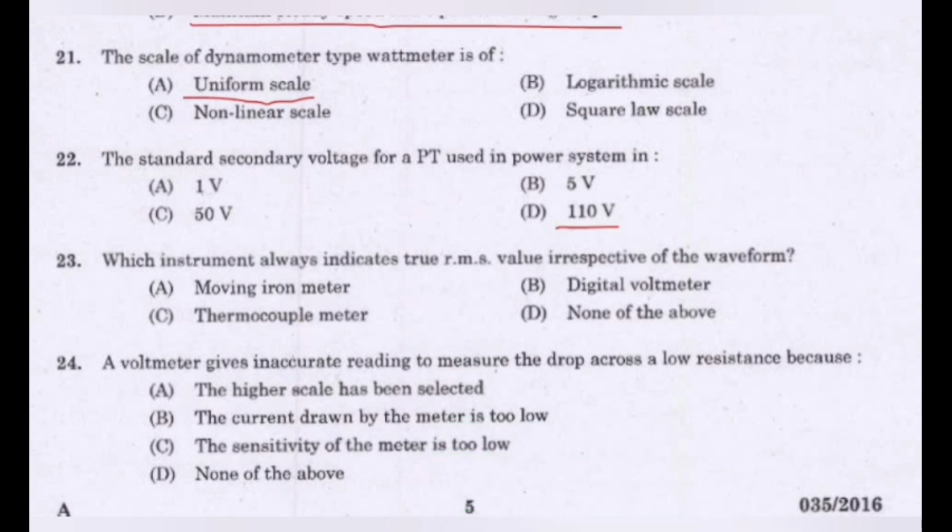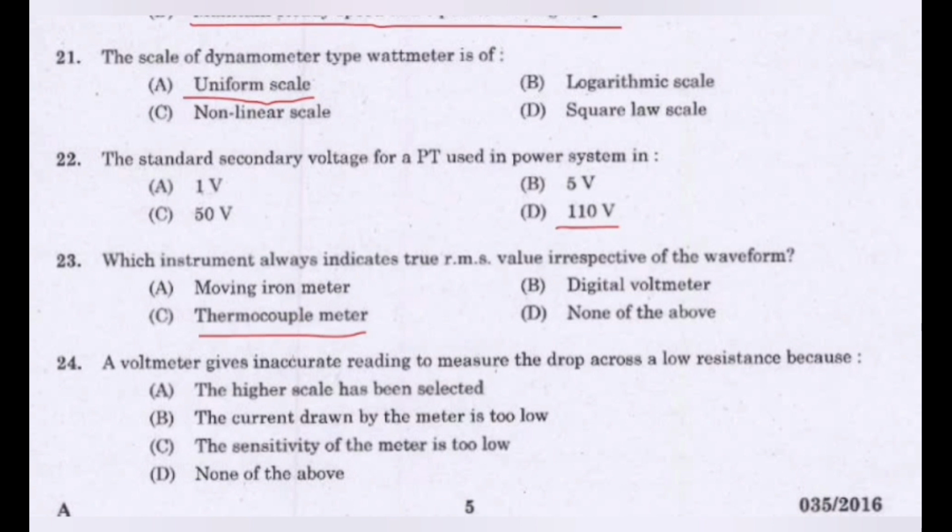Question number 23. Which instrument always indicates true RMS value irrespective of the waveform? Option A, moving iron meter. Option B, digital voltmeter. Option C, thermocouple meter. Option D, none of the above. Answer is option C, thermocouple meter.